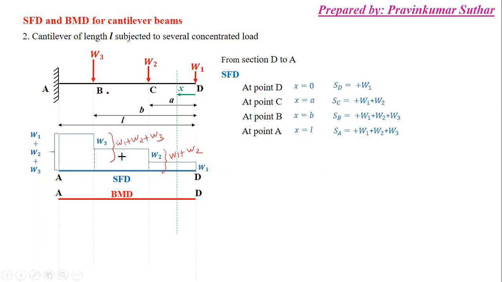And from C to B, intermediate, there is no load. So this will be again a constant. And from A to B, this is also constant. So this is shear force. Now we're talking about bending moment. So bending moment, in this again, we will go from free end to fixed end.